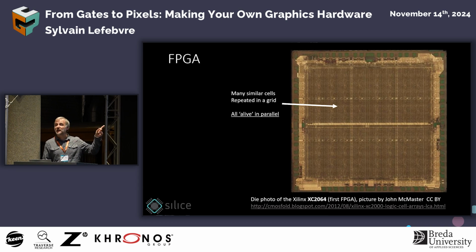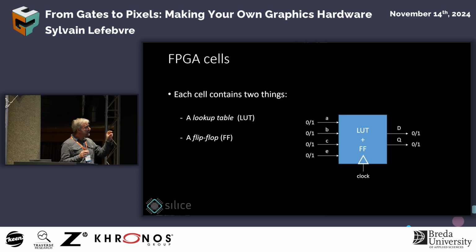Well, so first, they're all alive in parallel. So an FPGA is like your ultimate parallel machine, right? Everything happens in parallel. All these cells receive the clock, the reset, and they are all alive, so to speak, together. If we zoom in on one of these cells, it contains two things. One of the things I've already talked about, this is a flip-flop, and the flip-flop is on the Q output. And then it contains a lookup table.